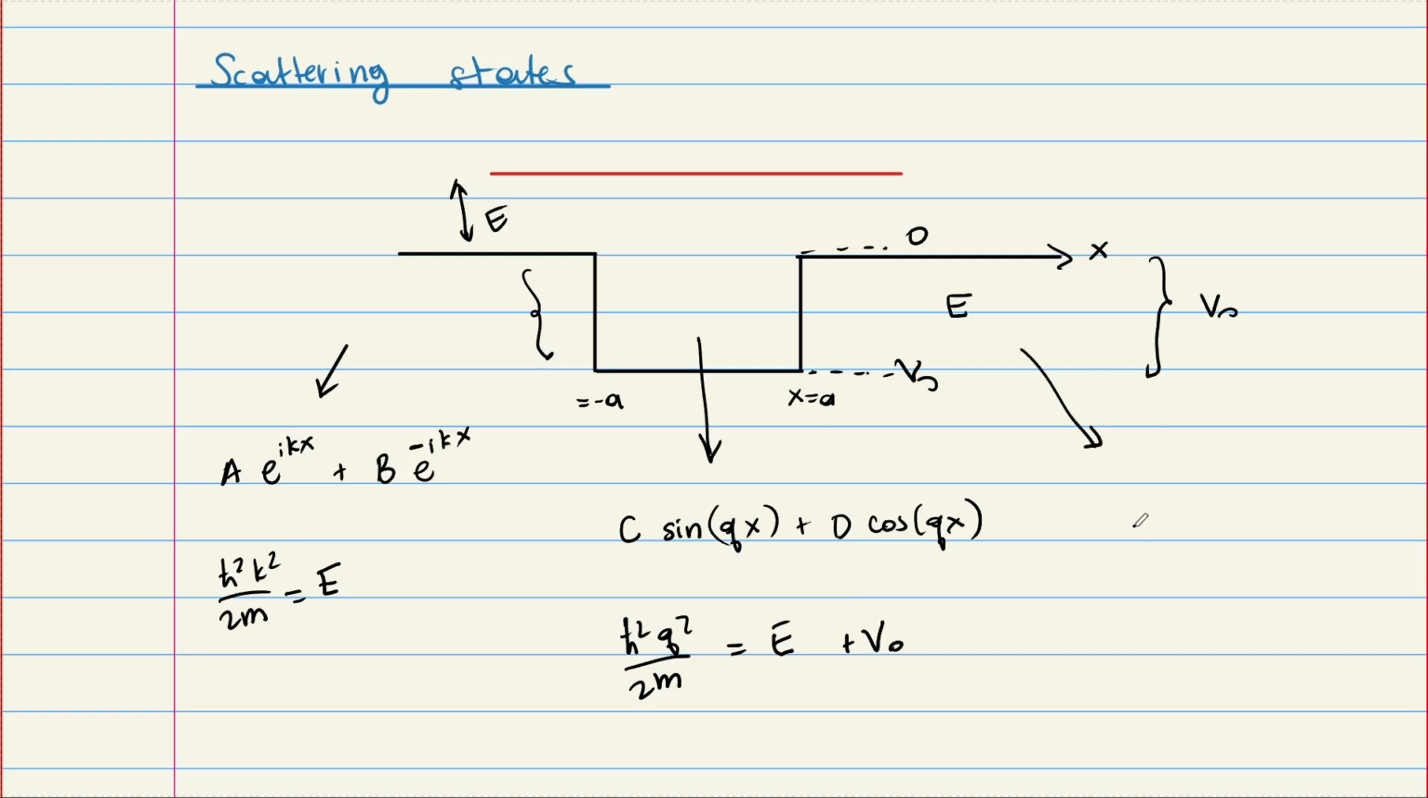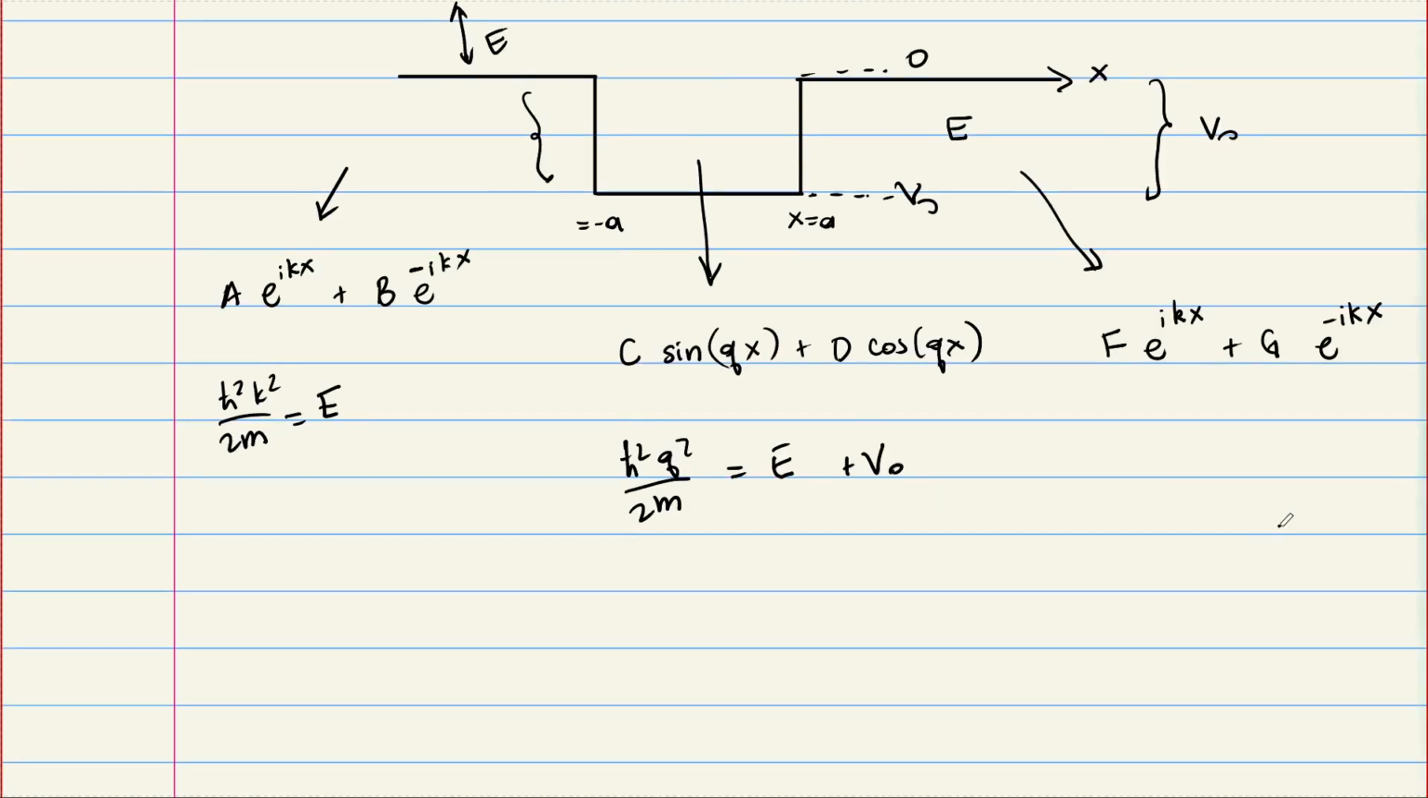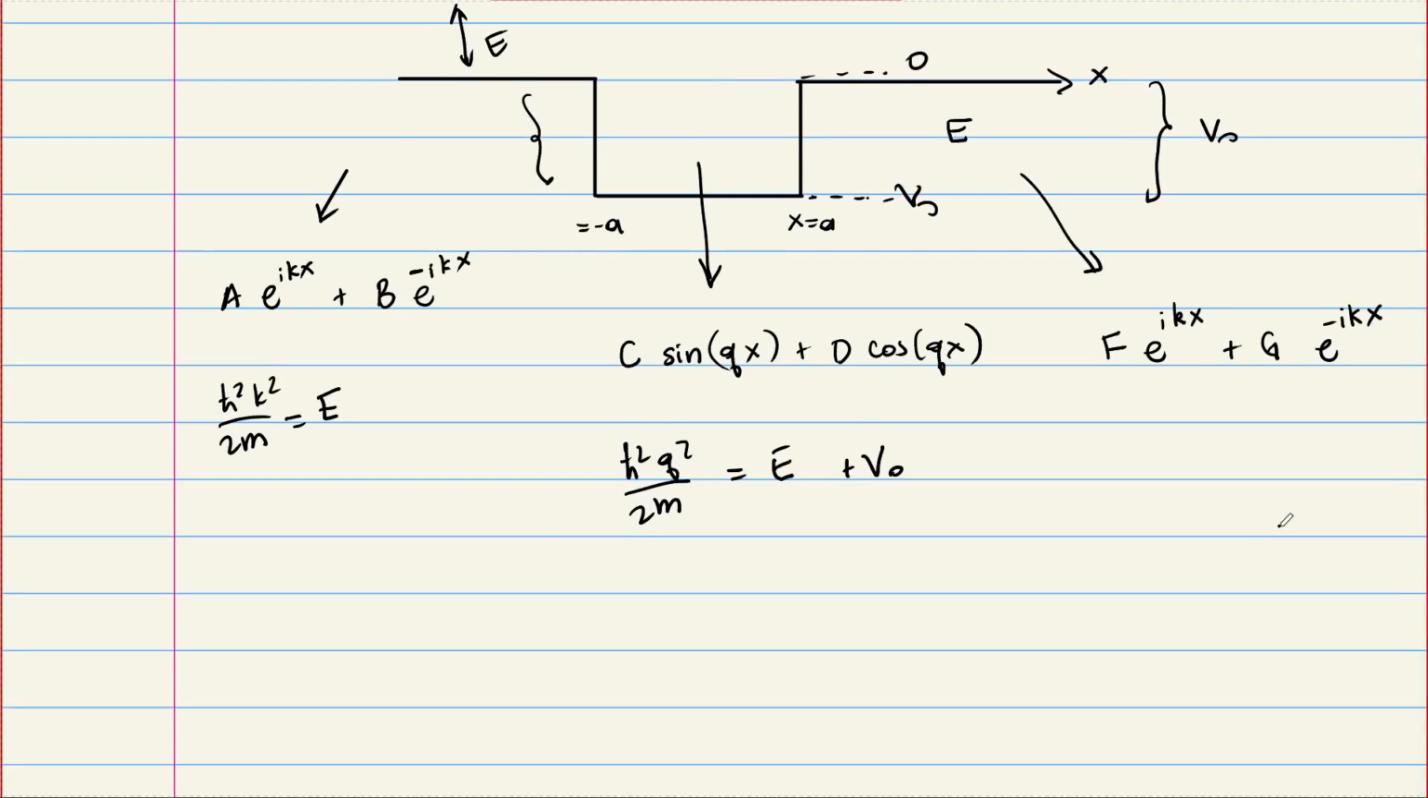And similarly here, I have A, B, C, D, skip E, I have F e to the ikx plus G e to the minus ikx. Good. We have A, B, C, D, F, G, almost the entire alphabet in our hands. And we also have E and q, right? So if you want, we can meditate for a couple of minutes, think about good things, and then start.